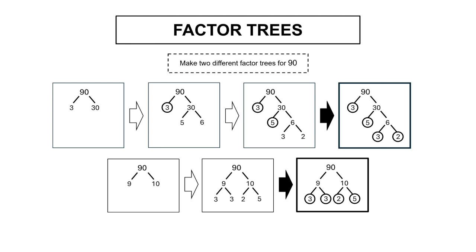Just keep in mind that for some numbers, there could be many ways to make a factor tree. And you'll know you did your factor tree correctly because all the circled prime numbers should multiply to equal the original number. So looking at our circled prime numbers, 2 times 3 times 3 times 5 is equal to 90. So both trees are correct.